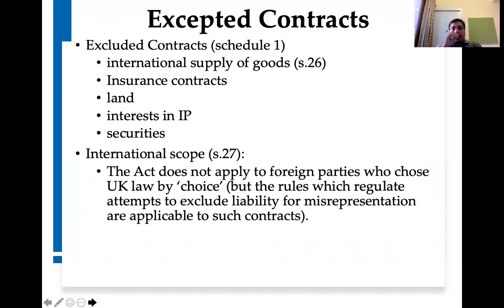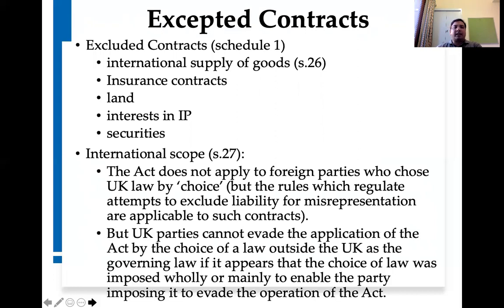The Act does not apply to foreign parties who choose UK law by choice, but the rules which regulate attempts to exclude liability for misrepresentation are applicable to such contracts. But UK parties cannot evade the application of the Act by the choice of a law outside the UK as the governing law if it appears that the choice of law was imposed wholly or mainly to enable the party imposing it to evade the operation of the Act.